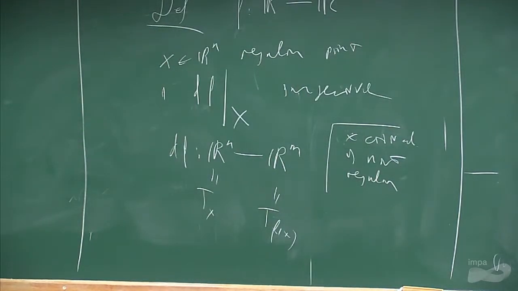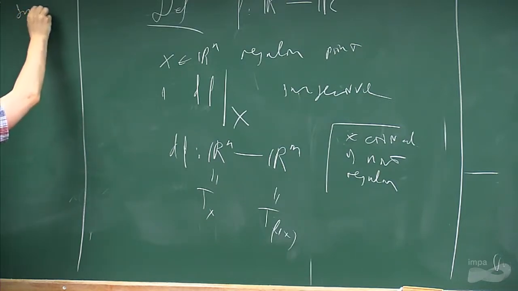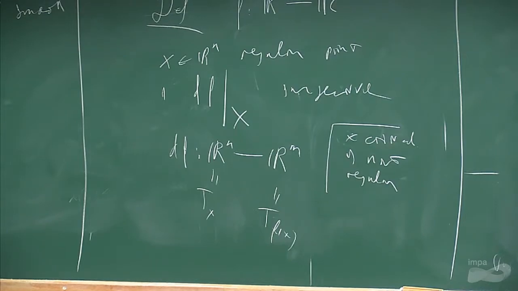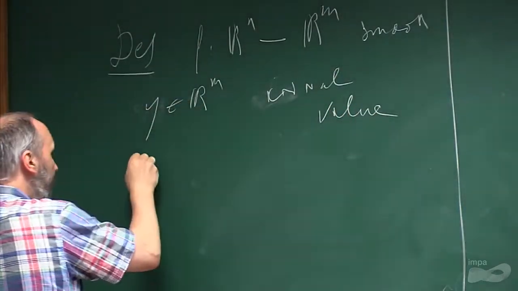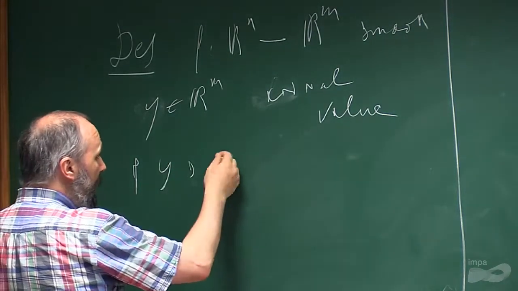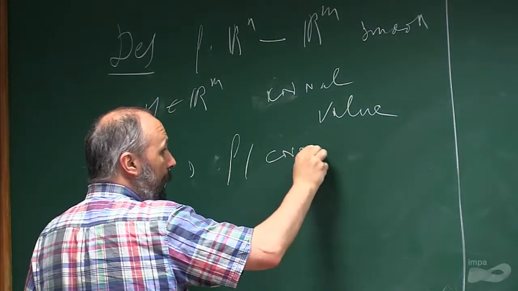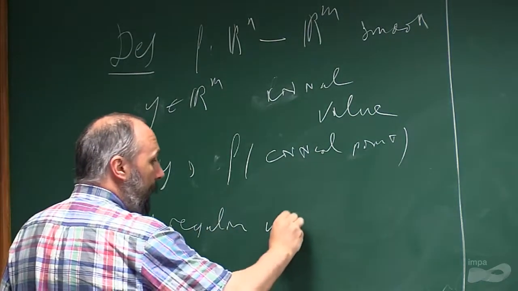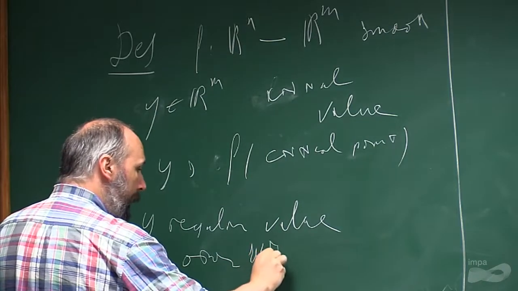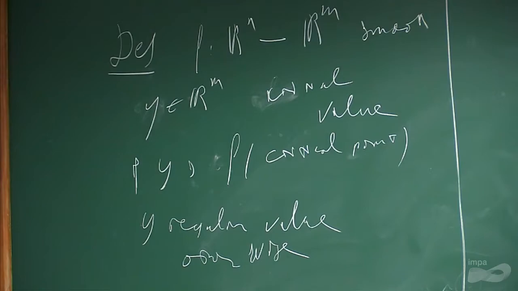Okay, now definition, critical value. Again, we have f from R^n to R^m, smooth. y inside R^m is a critical value if y is the image f of a critical point, and y is a regular value otherwise. And as I explained to you in that presentation, the preimage of a regular value is a submanifold.